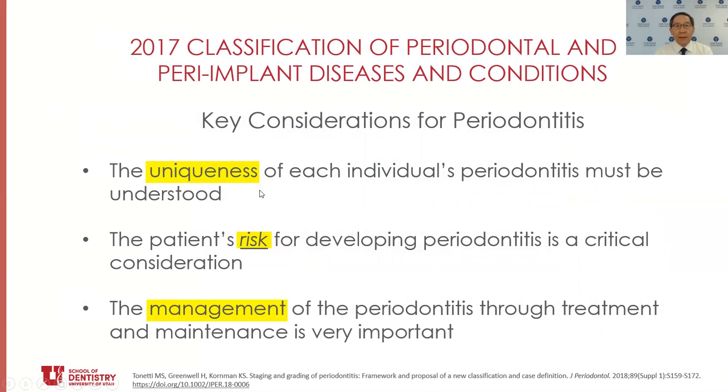First of all, every individual is unique, and all of the practitioners, the dentists, the dental hygienists, we all know that every individual has a unique susceptibility to periodontitis. So now we can consider the uniqueness of each individual as we evaluate their periodontal condition. And the biggest item to focus upon with 2017 is the risk. Everybody has a different risk for periodontitis. So now we can place patients at varying risks for periodontitis into different groups, and our treatment plans can be formulated based upon the risk along with their maintenance intervals. So management through treatment and maintenance is very important as we move to the 2017 classification.